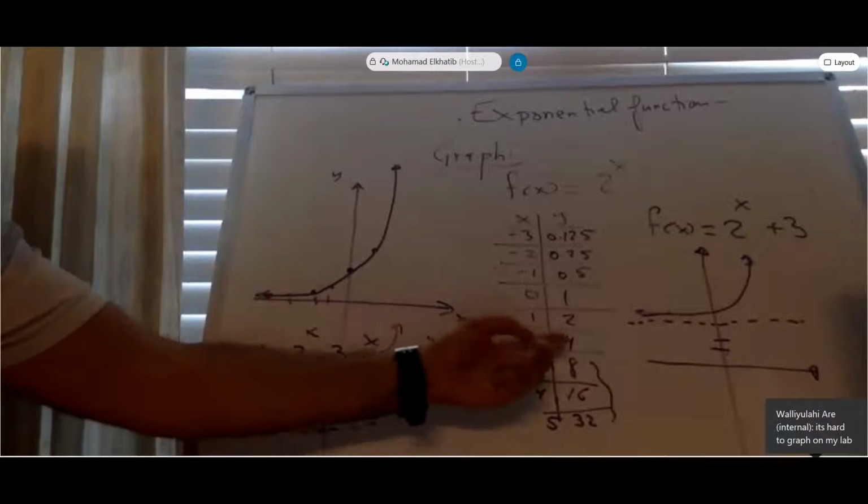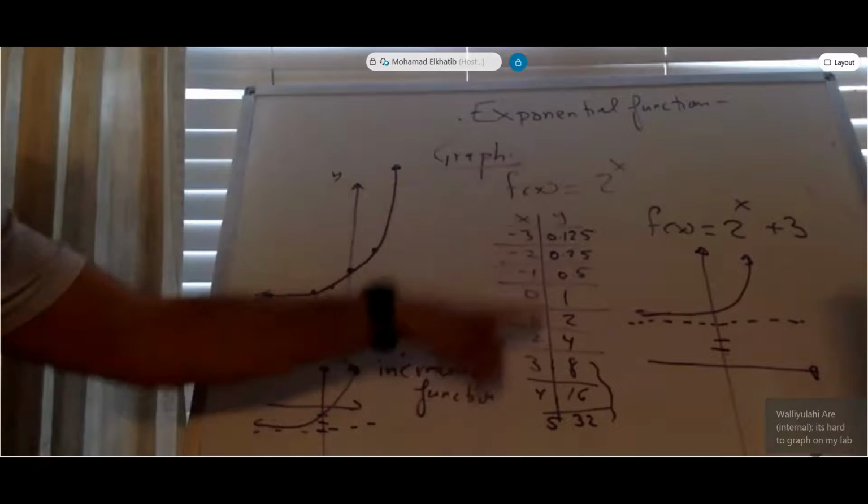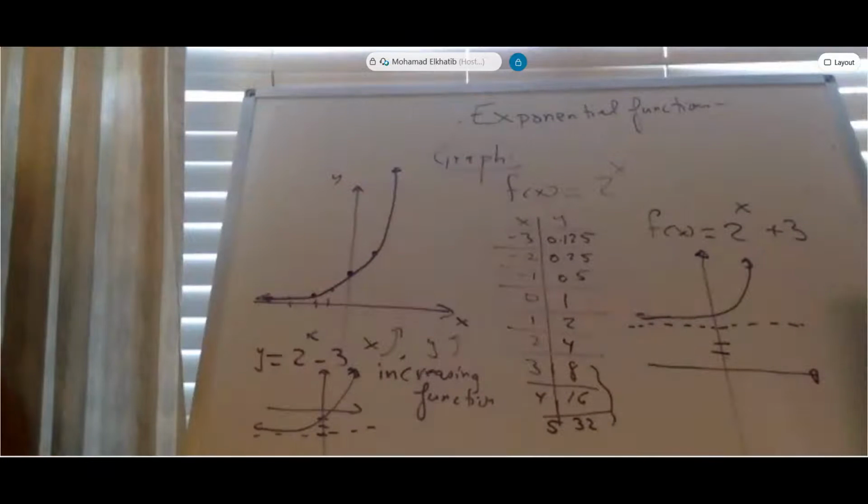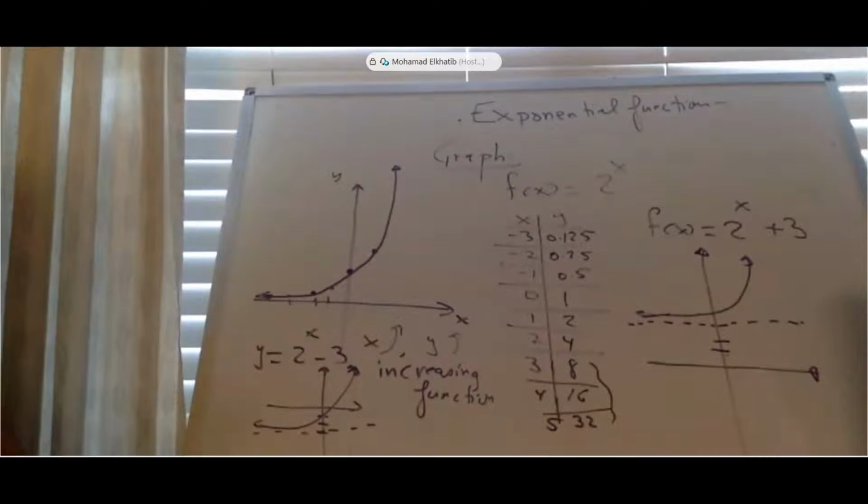Or you can just replace x with 2, x with 3. 2 to the power 3 is what? 2 times 2 times 2, which is 8. So whichever way you want to do it, it's going to be the same numbers. Do you understand me? No.